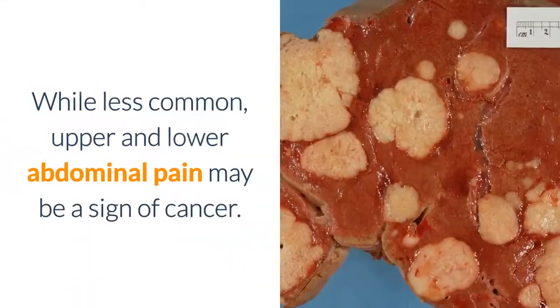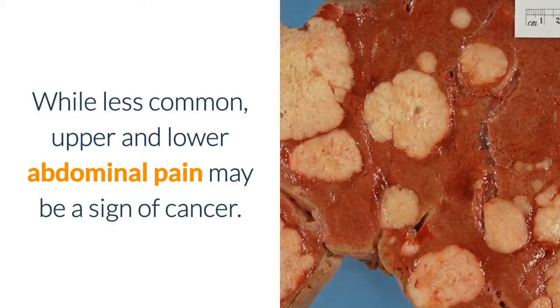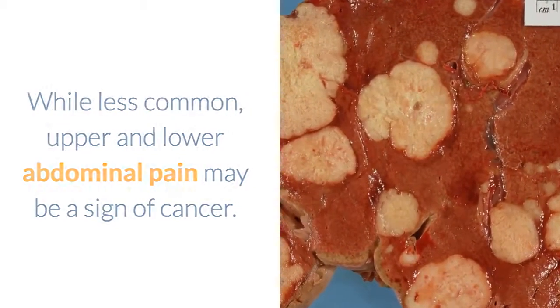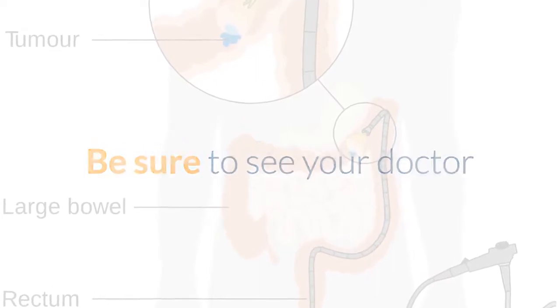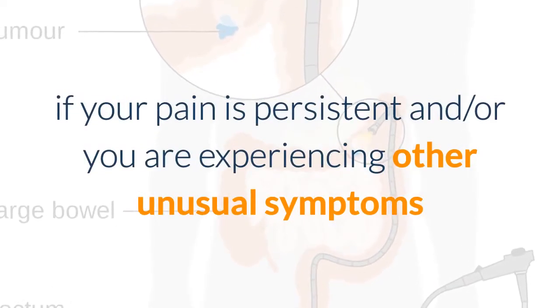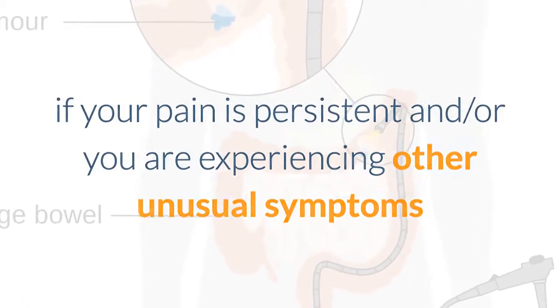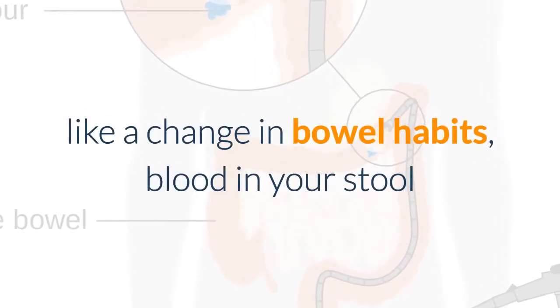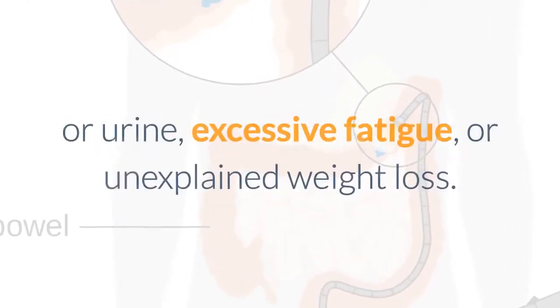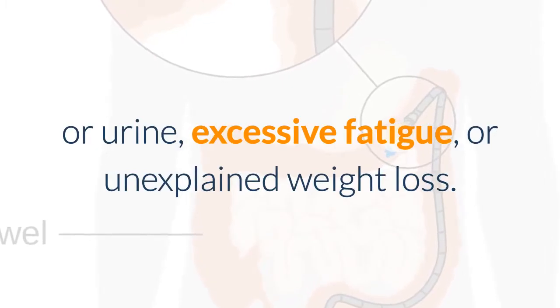Cancer. While less common, upper and lower abdominal pain may be a sign of cancer. Be sure to see your doctor if your pain is persistent and/or you are experiencing other unusual symptoms like a change in bowel habits, blood in your stool or urine, excessive fatigue, or unexplained weight loss.